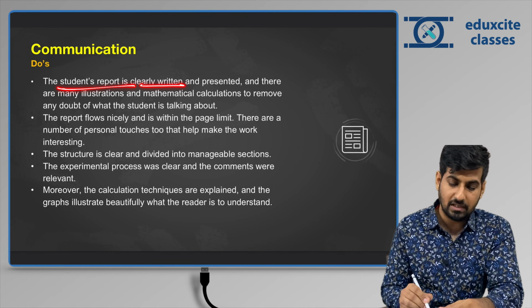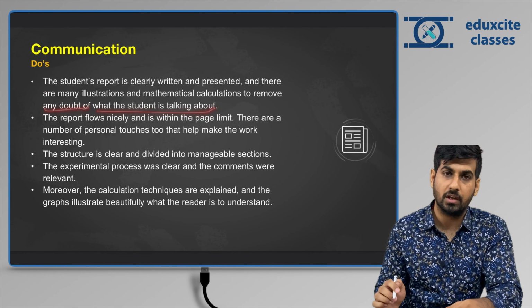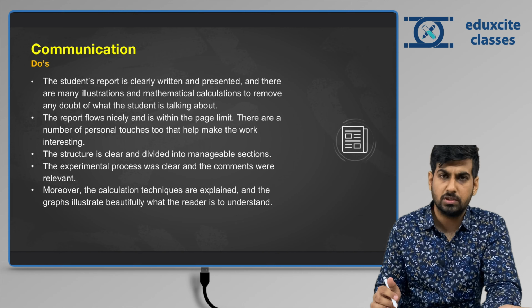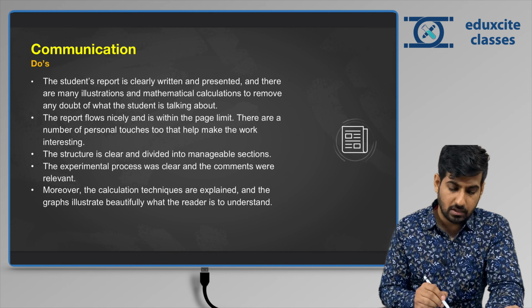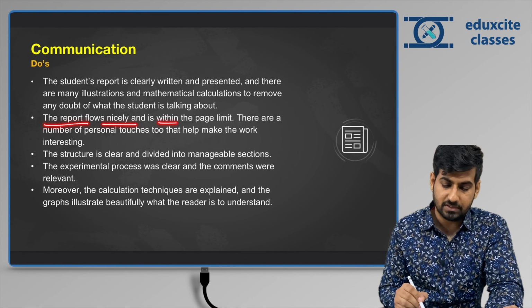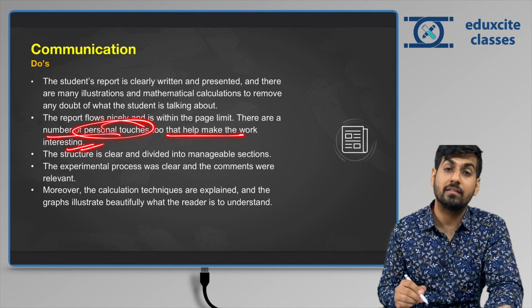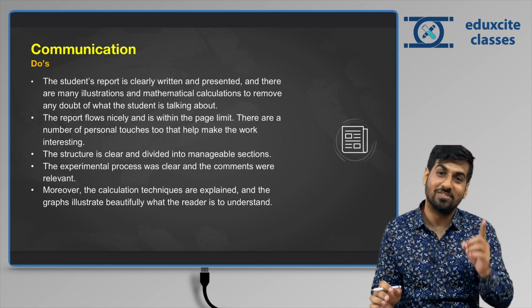The student report is clearly written and presented. There may be any illustration or mathematical calculation to remove any doubt about what the student is talking about. So if you are mentioning any mathematical equation, it should be relevant to your research question. Do not just add it to show off. The report flows nicely and is within the page limit. There are a number of personal touches that make the work interesting. Wherever required, try to give the personal engagement, the first criteria.